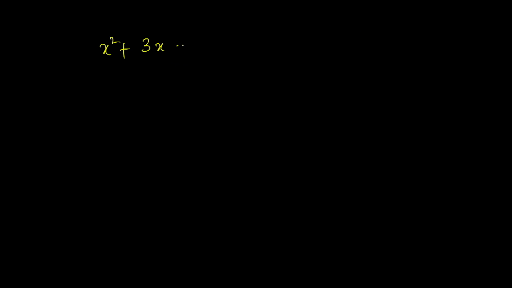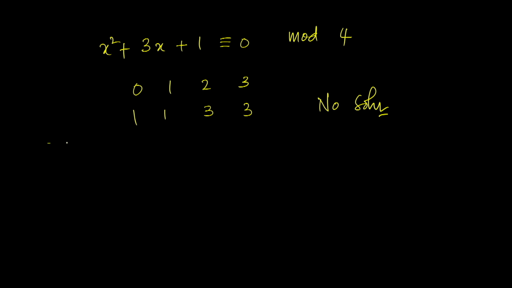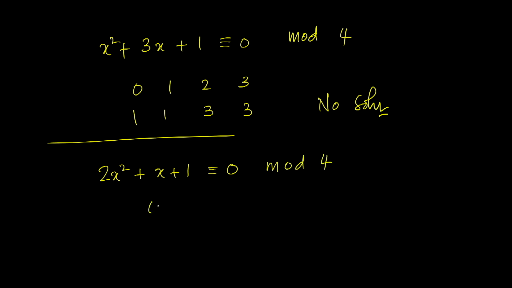Consider another one, x squared plus 3x plus 1 is 0 mod 4. This is what we want to solve. Again, when you consider 0, 1, 2, 3, you find that the values are 1, 1, 3, 3. Again, there is no solution. If you consider 2x squared plus x plus 1 congruent to 0 mod 4, if this is the case, then for 0, 1, 2, 3, you find that the values are 1, 0, 3 and 2. So, there is a unique solution here. 1 is a unique solution.